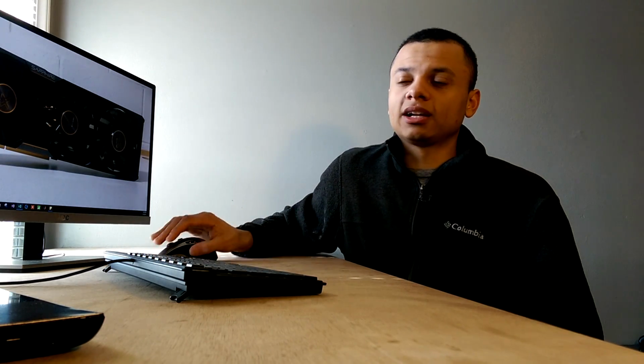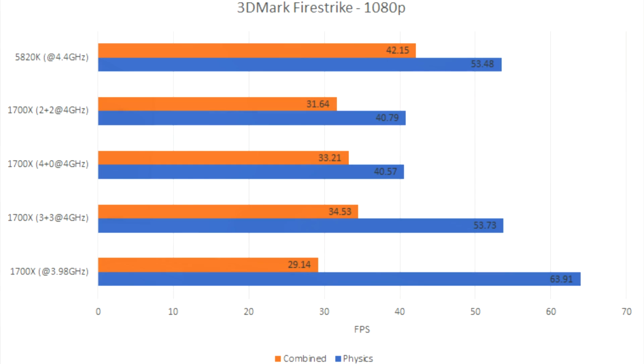Now, the next benchmark that I ran was 3DMark Firestrike at 1080p. The 1700X did really well in the physics score, however, it was lacking in terms of the combined.